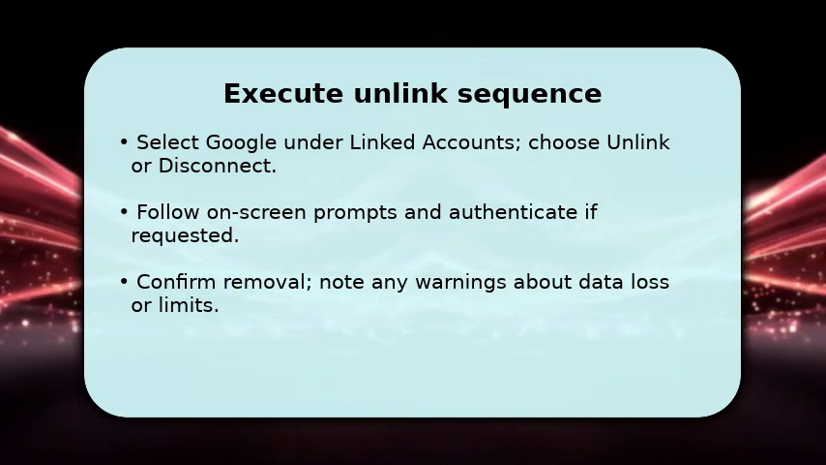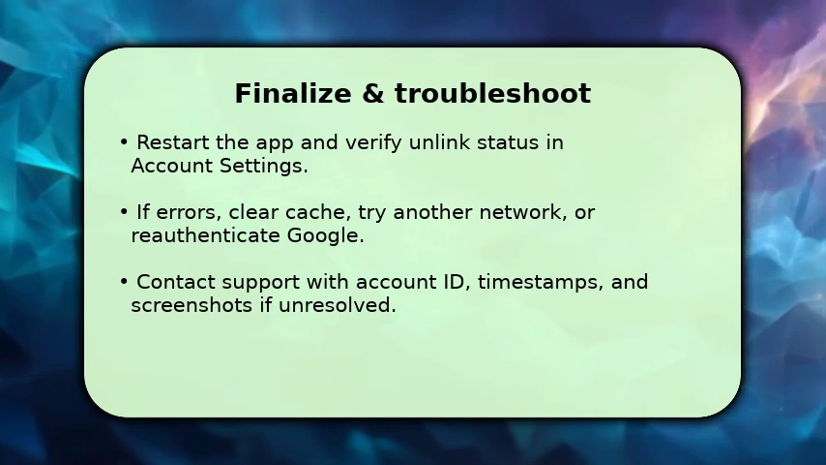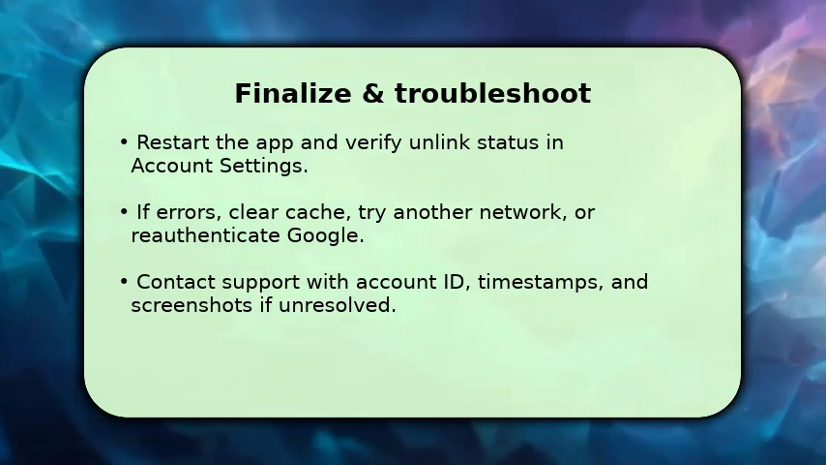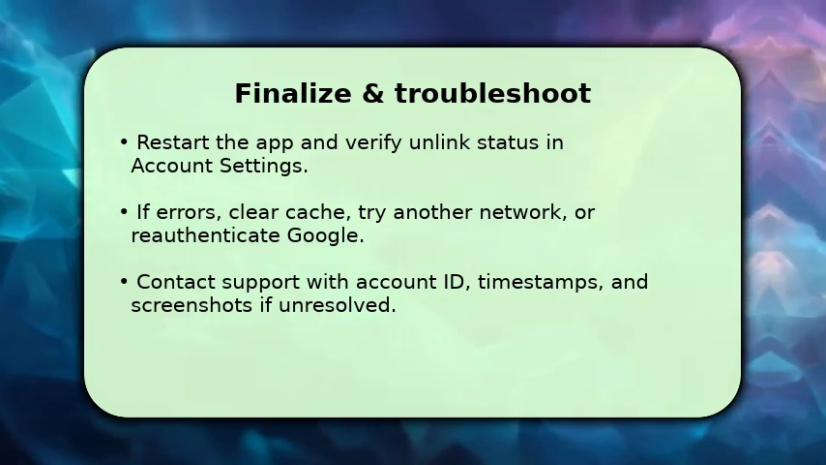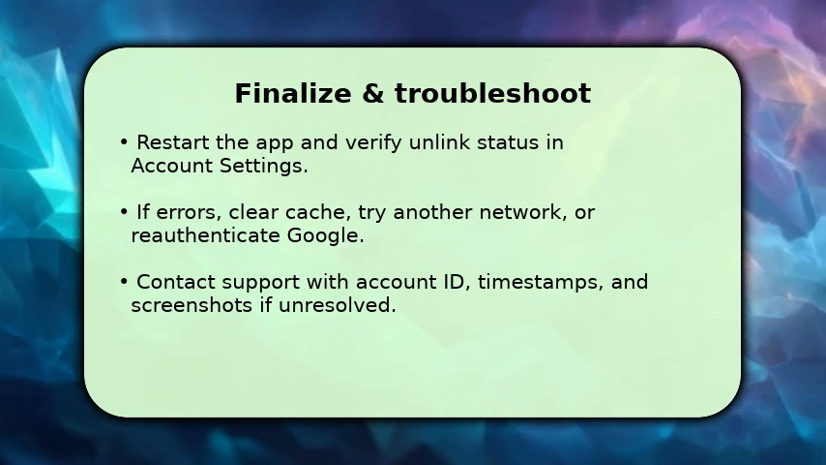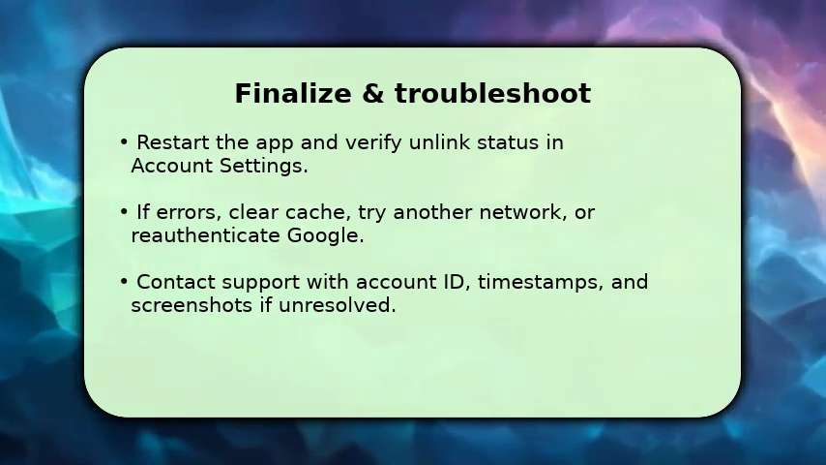playable. You finish by restarting the app and verifying the Google entry is gone from linked accounts. Make sure your game progress loads normally. If Unlink failed or you see errors, clear the app cache, switch networks, or re-authenticate your Google account, then retry unlinking. Intermittent tokens often cause failures.